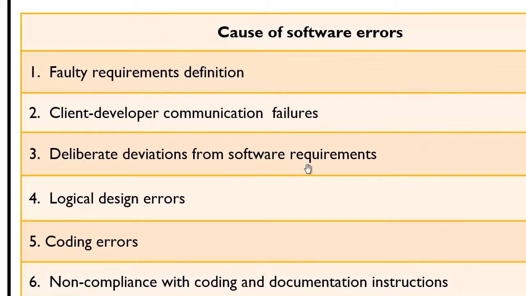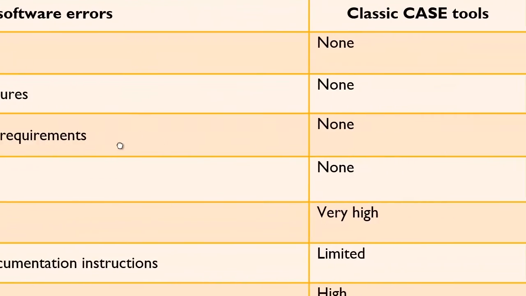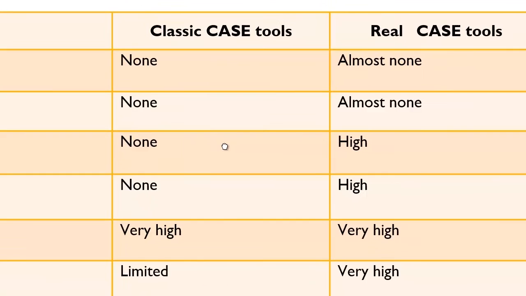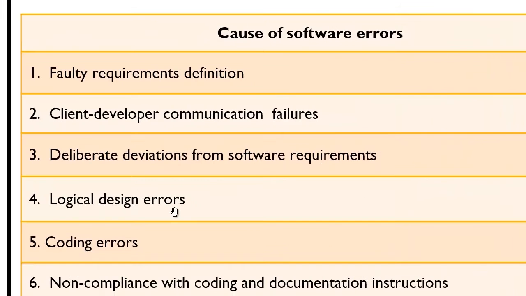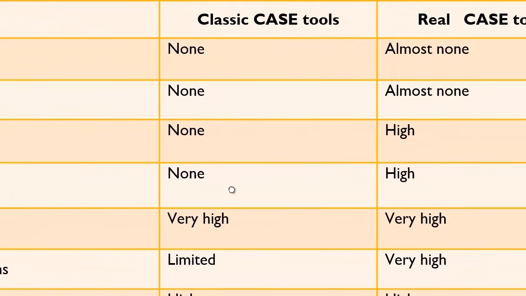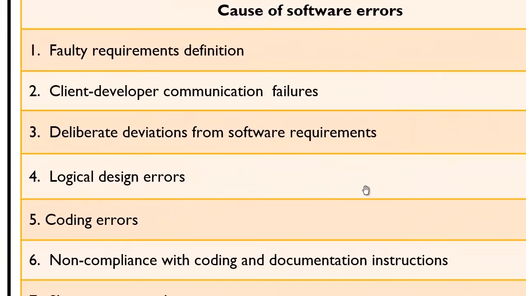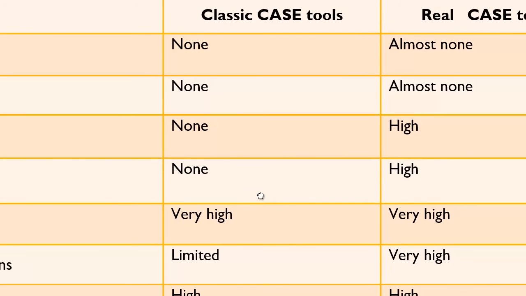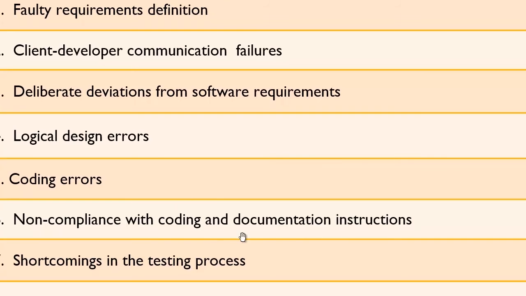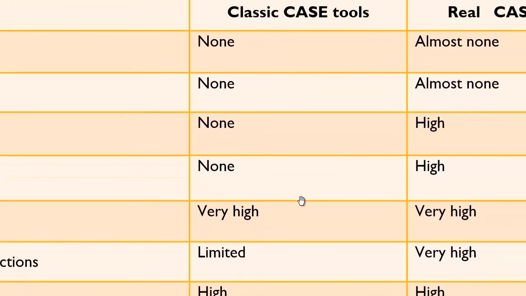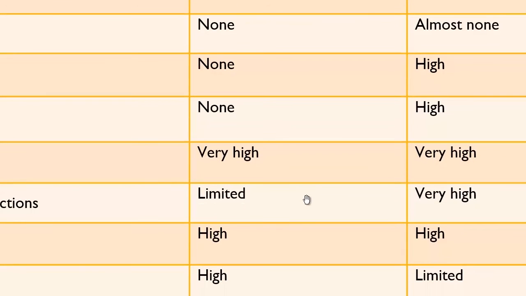Deliberate deviations from software requirements: classic CASE tools none, real CASE tools high. Logical design errors: classic CASE tools none, real CASE tools high. Coding errors: classic CASE tools very high, real CASE tools very high. Non-compliance with coding and documentation instructions: classic CASE tools limited, real CASE tools very high.